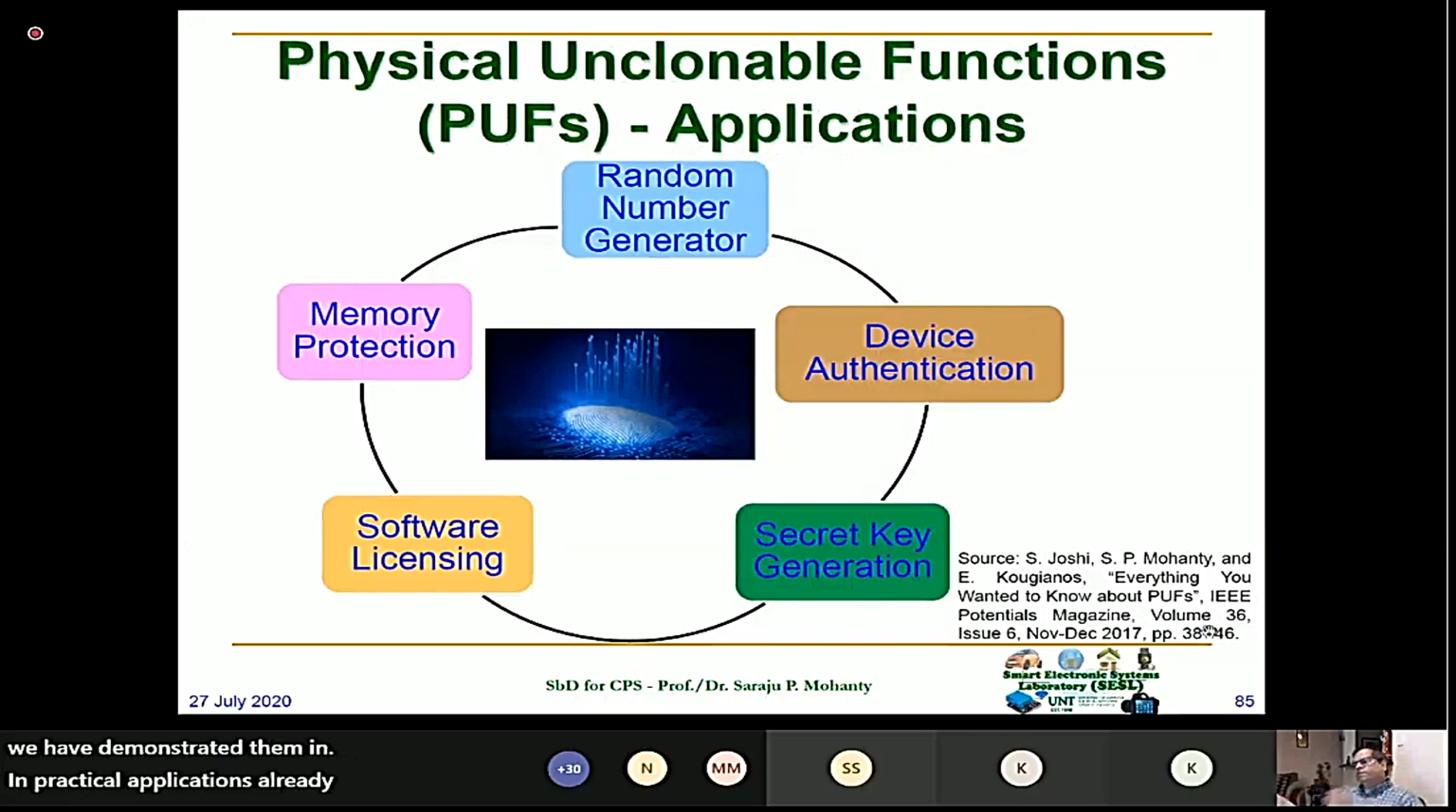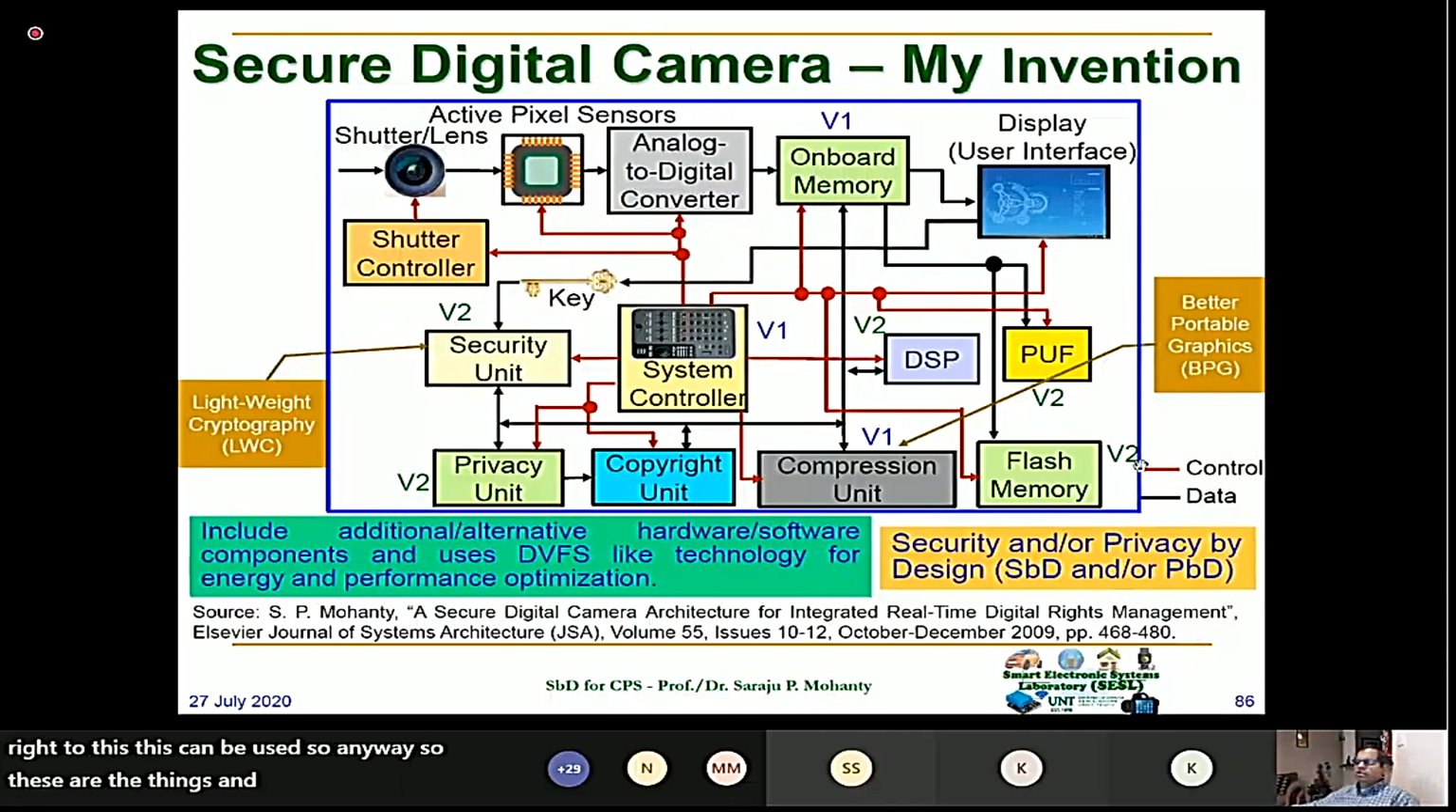Like blockchain, which everybody is trying to use everywhere, when something works, people think it can be used anywhere. Like that, PUF is being explored in many applications. For example, random number generation, encryption eventually, device authentication, memory protection, software licensing, and even hardware ownership and IP rights. This can be used.